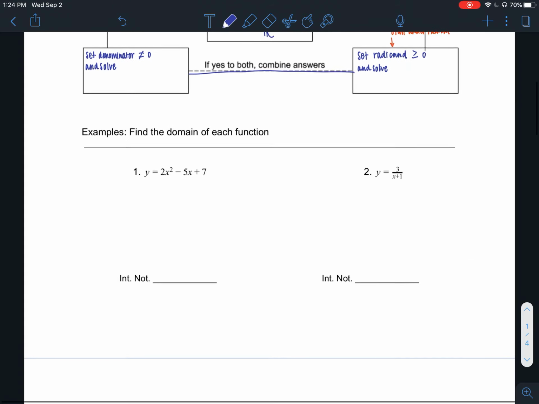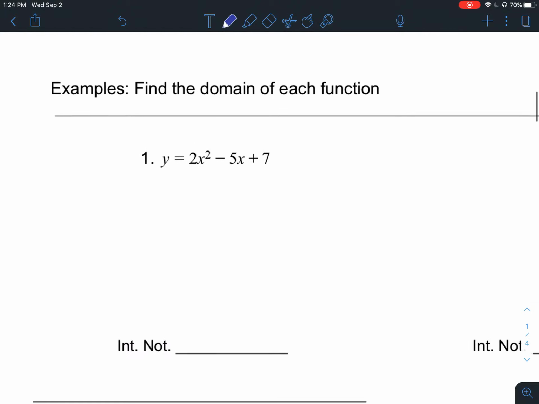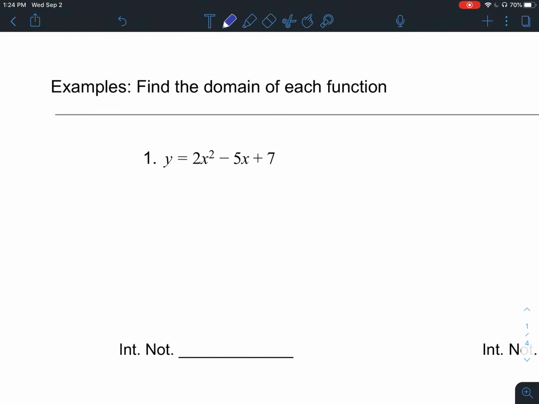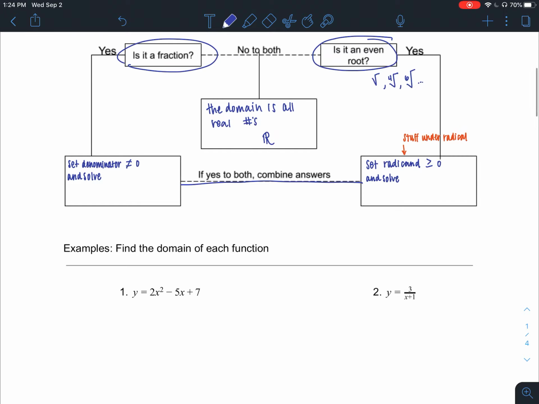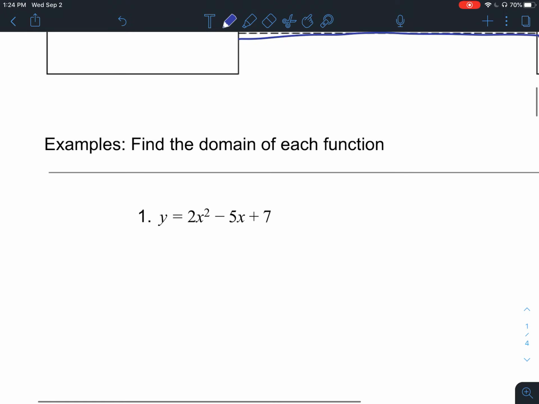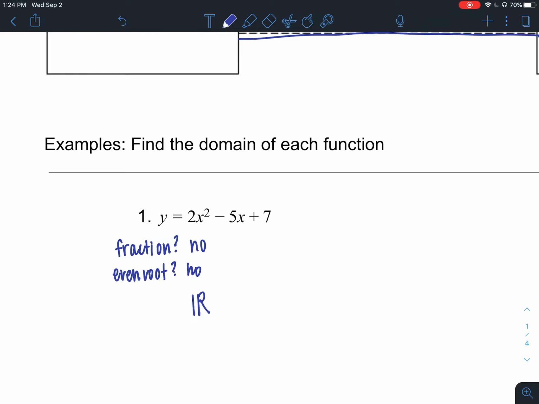I'm moving on. All right, so we're going to find the domain of each of these functions, and we're going to talk through it just like I did before. So use the chart. It's very helpful. I've used it in years past, and kids really loved it. So first question, is there a fraction? I see no fractions, so no. Is there an even root? I don't even see a radical, so no. So my answer is all real numbers.